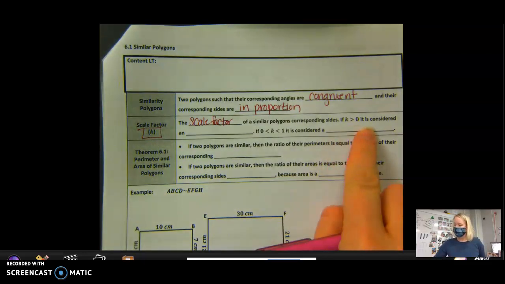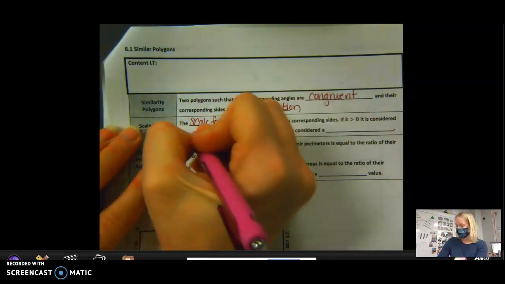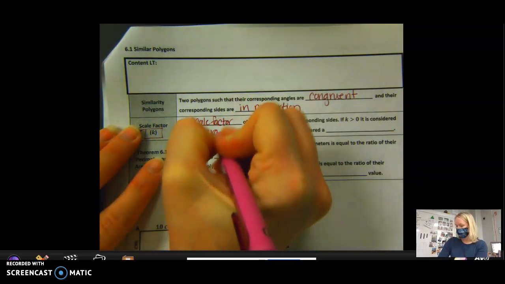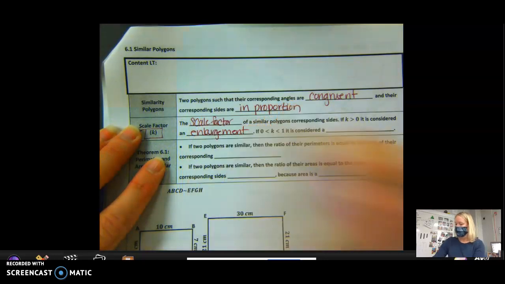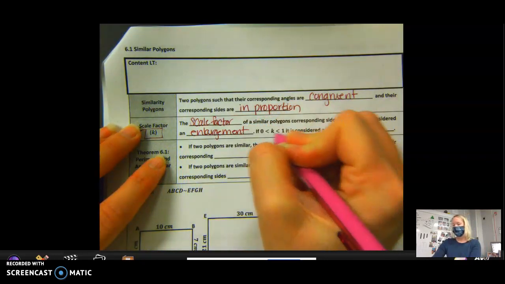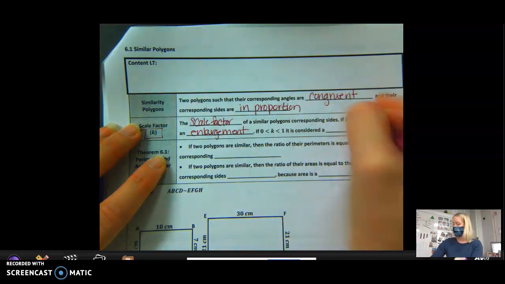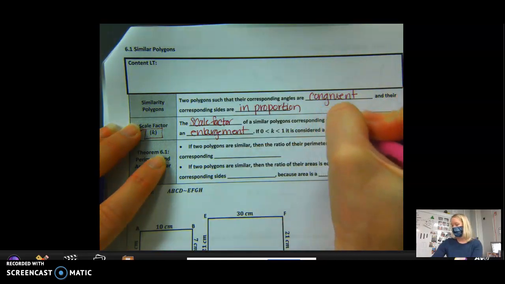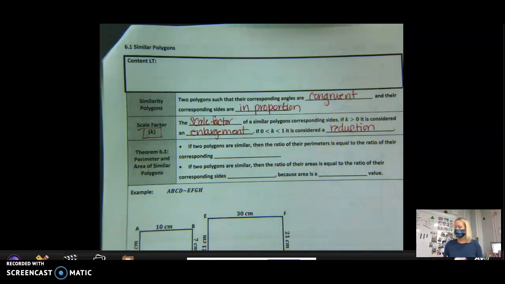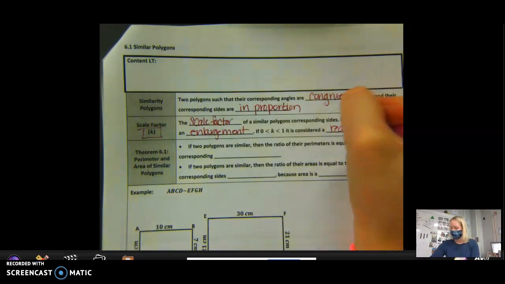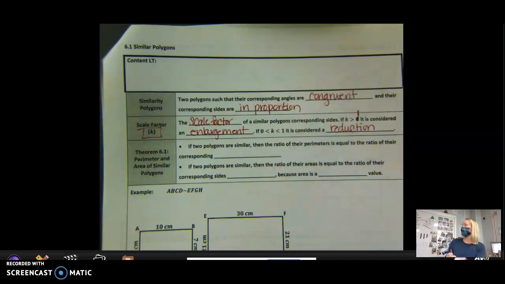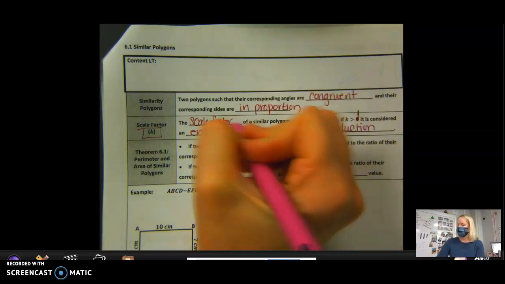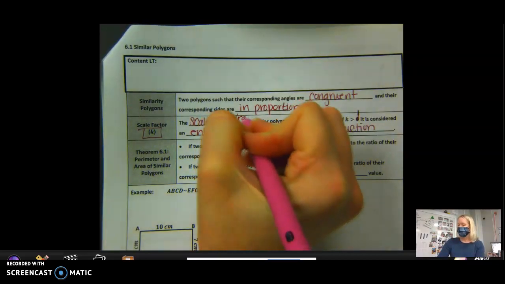If K is greater than 1, it is considered an enlargement. If K is in between 0 and 1, essentially, it is considered a reduction. It should actually be 1. Change that 0 to 1. And this is ratio.